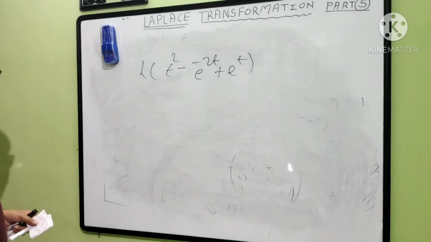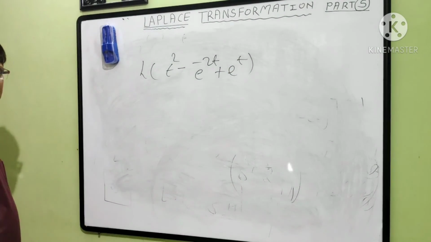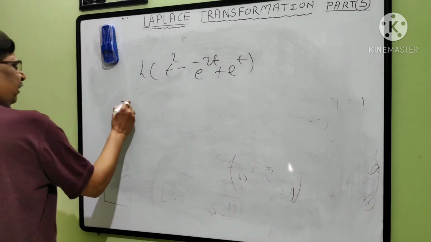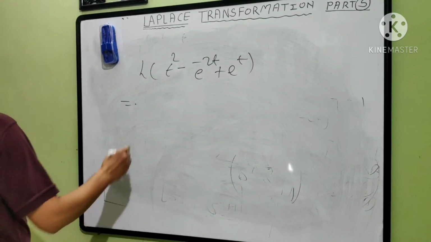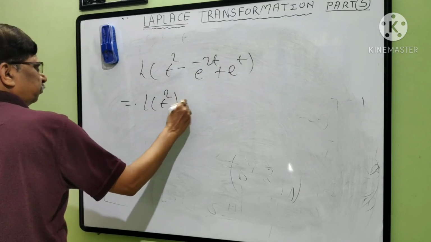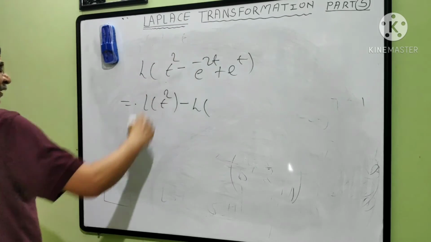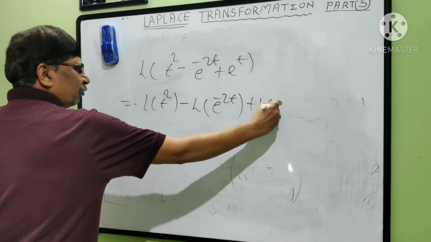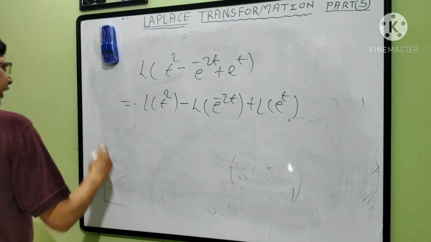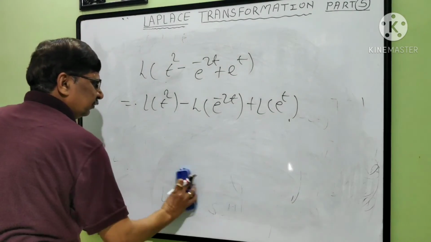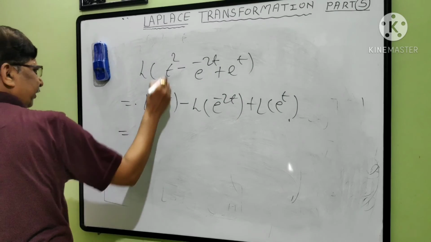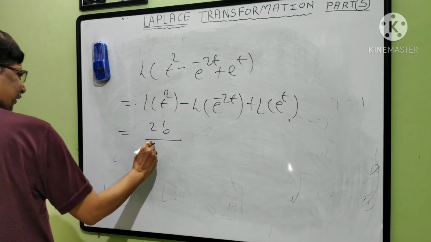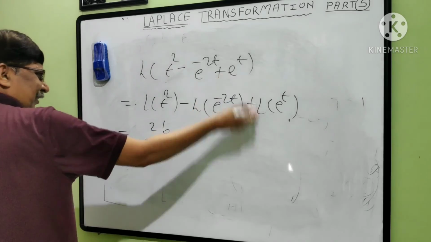If you want to use a book, there are some books in the market. I have told you before, but I will tell you again if you want. Now, what is the Laplace transformation of this? It is the Laplace transformation of t square minus the Laplace transformation of e raised to minus 2t plus the Laplace transformation of e raised to t. For t square, t raised to n gives n factorial upon s raised to n plus 1, that is 2 factorial upon s raised to 3. These are only formulas.